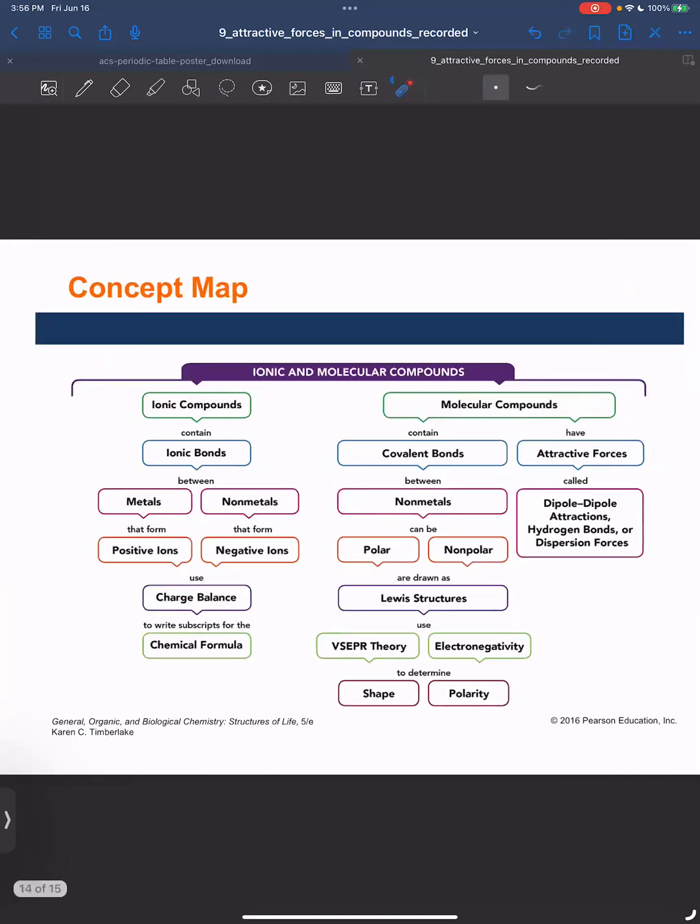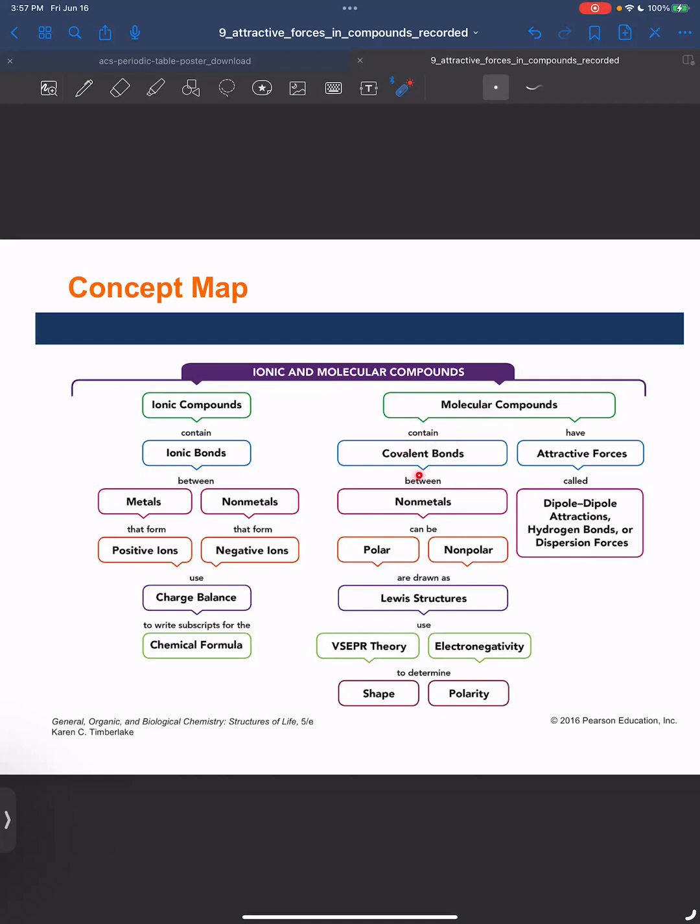All right, that wraps up this unit. So let's review over the concept map together. We learned about ionic and molecular compounds. We spent a lot of time learning how to name them. We learned that ionic bonds are generally formed between metals and nonmetals, specifically between cations and anions that are positive and negatively charged respectively. And that we use charge balance, because ionic compounds always need to be neutral, to determine the formula for the ionic compound, or to figure out the charge of a transition metal. And so that's all about ionic compounds there.